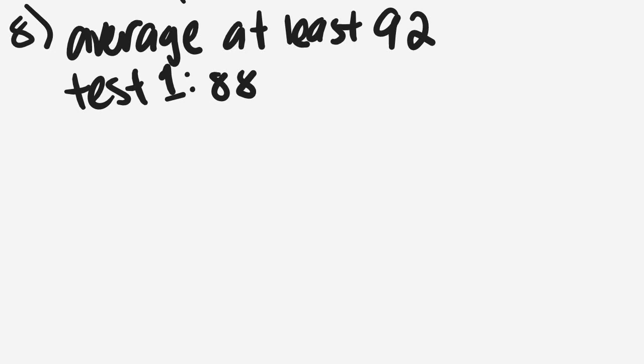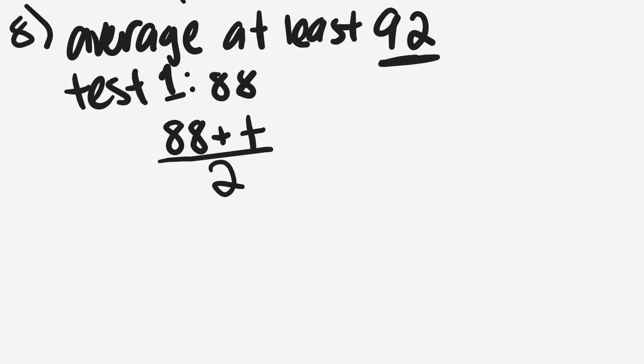What scores can she get on her second test to make an A in the class? Well, first of all, how do we calculate average? That's going to be the test she took plus the next test, which we'll just call T. Then we add those two together and divide by 2. That's going to give us the average score. And then the other number we have here is 92.